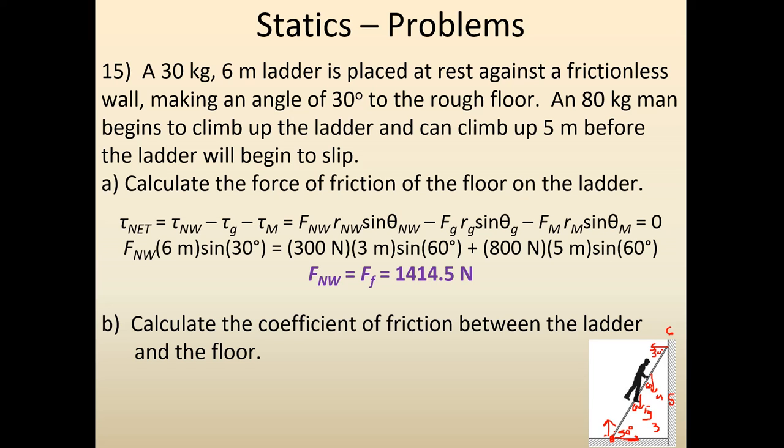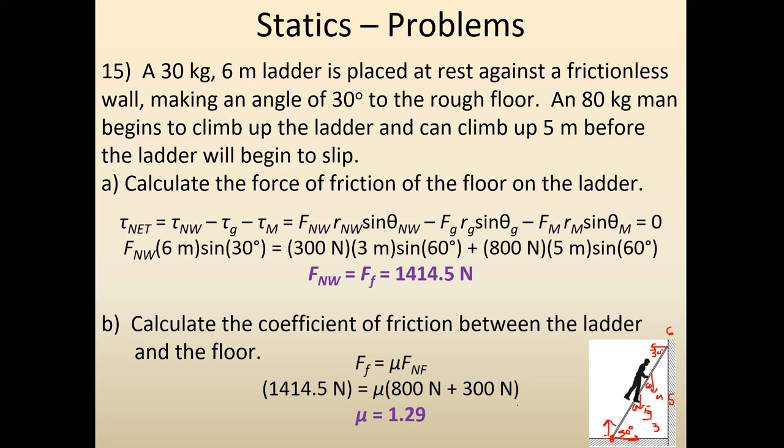For part B, calculating the coefficient of friction, I end up using F_f equals mu F_N and plug my numbers in. Once again, I have two forces acting downward: the 800 from the man and the 300 coming from the ladder. There's only one force acting vertically upward, so I know those forces have to be balanced. So my normal force coming from the floor is going to be the sum of the two weights pulling down. When I plug this in, I get 1.29.